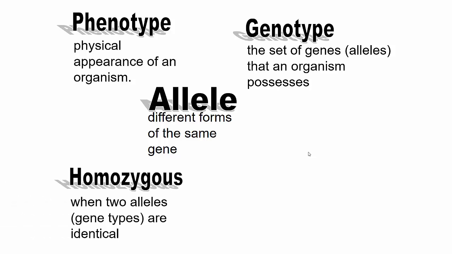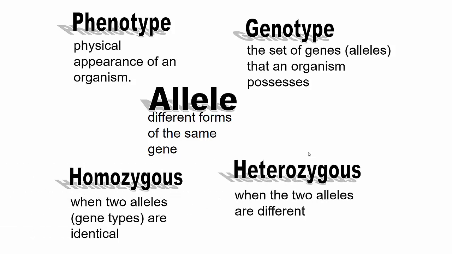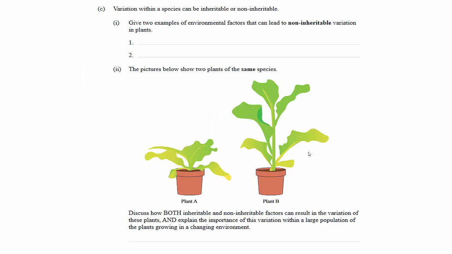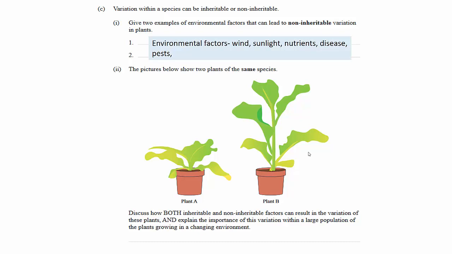Homozygous is when two alleles are identical, and heterozygous is when the two alleles are different. So you won't need to use those two words in this 1CII, but you do need to be aware of them in biology. Right, so now we're back at the question. Hopefully you have enough information now to answer question 1CI and 1CII.